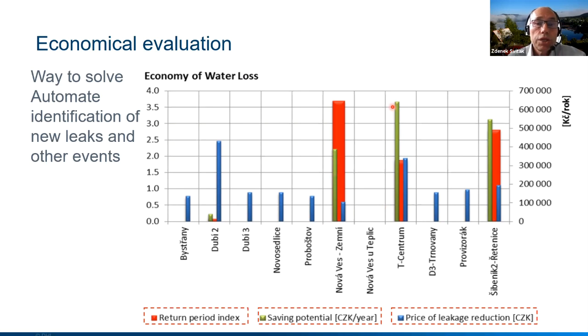So it means what I can achieve financially if I go to the district metered area and find and repair all the leaks, or not all, but the leaks which can be repaired. This method calculates the economical level of leakage and the payback period index. The payback period index is represented here in this graph by the red column and shows the priority of the district metered area from an economical point of view. Finally, this method is used to provide economically based leakage detection planning, where the highest leakage savings could be achieved with the lowest effort.